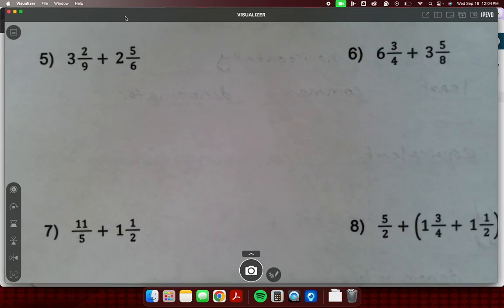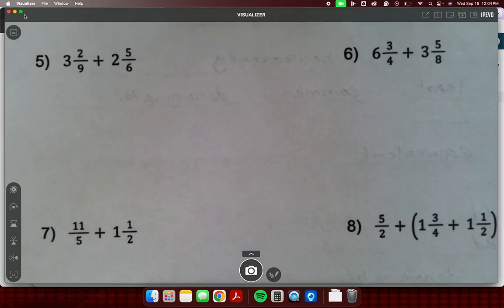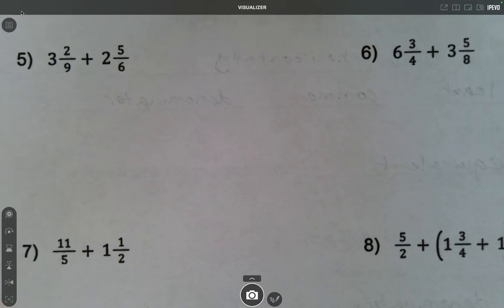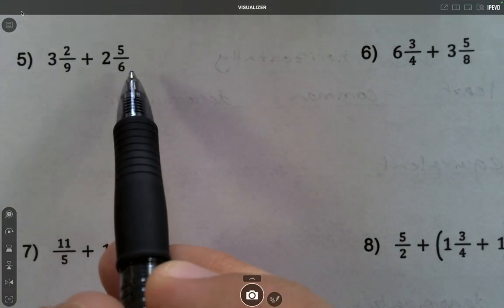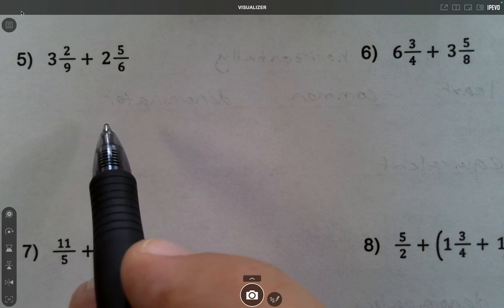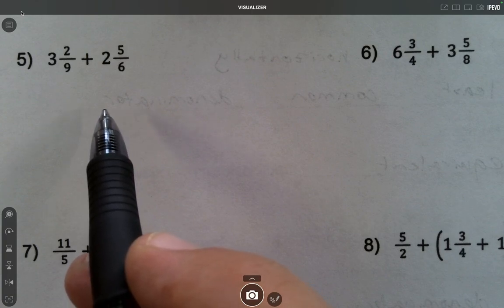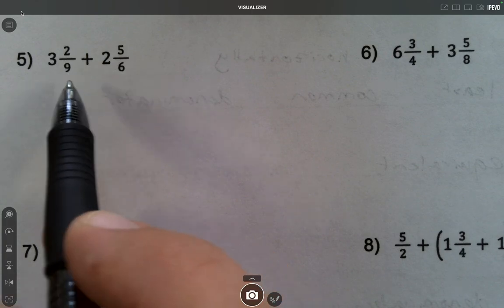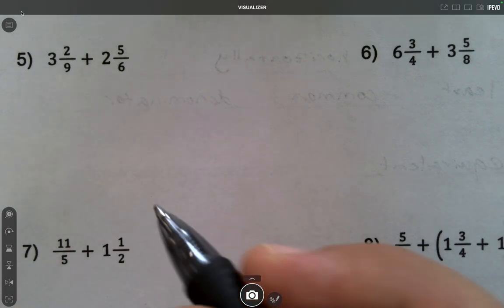Okay, now we're on the back of the page, number 5. I want to follow the same process. Step 1, make sure they are listed horizontally, which it is. Step 2, figure out the least common denominator. For this one, that'd be 18. That's the lowest number both these will go into.